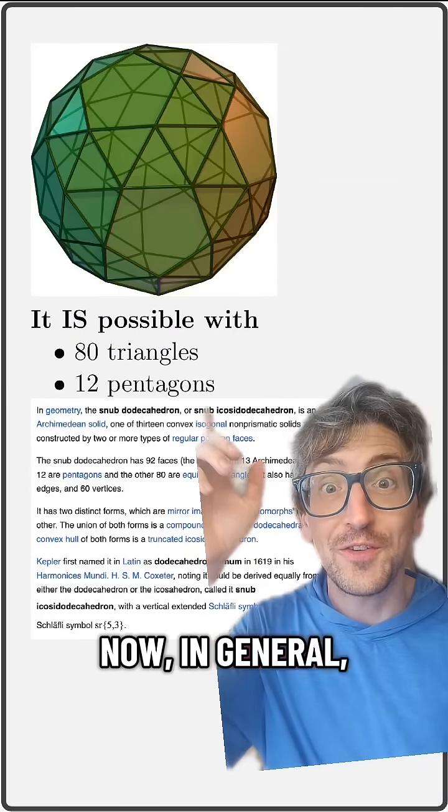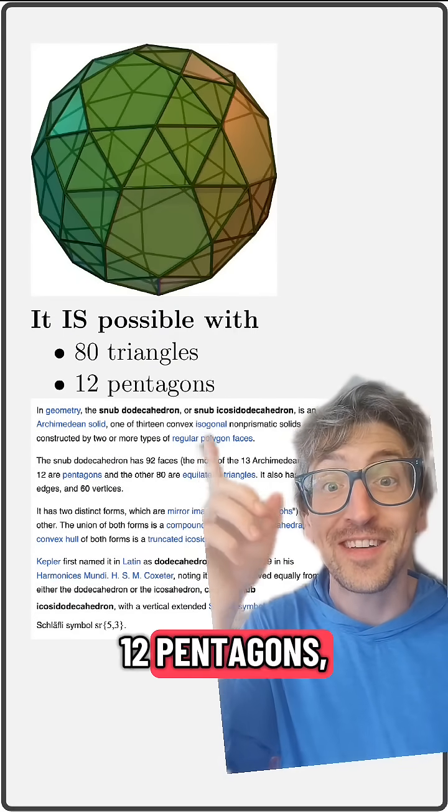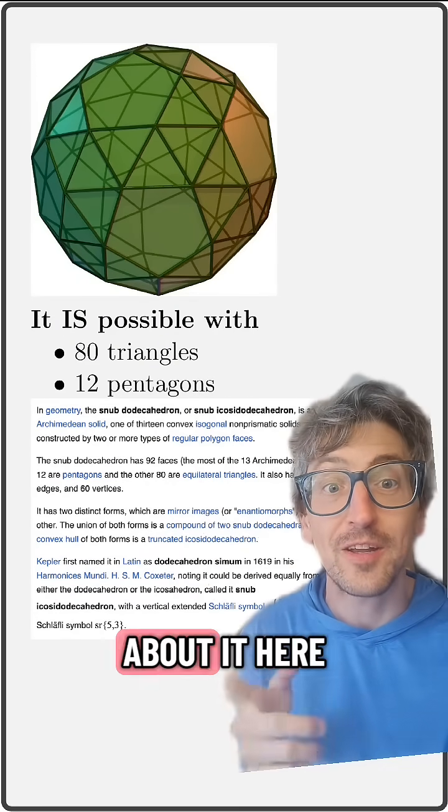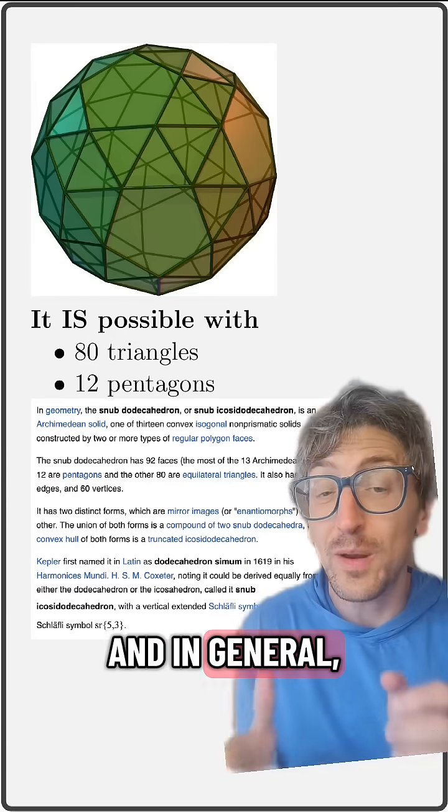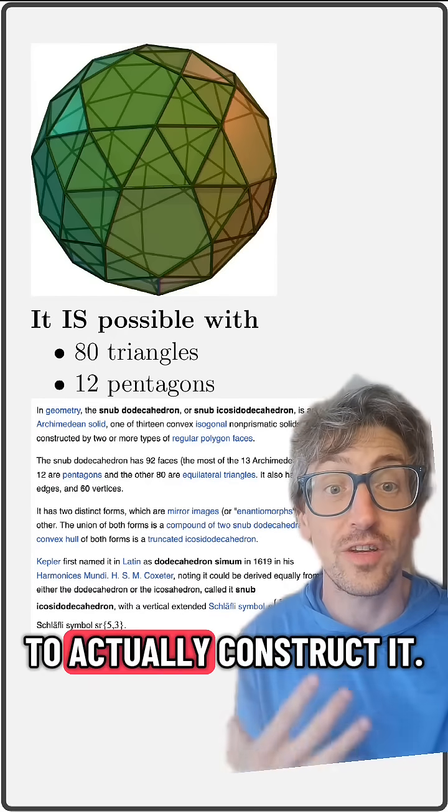Now, in general, if you had 80 triangles and 12 pentagons, it is possible to build something. You can read about it here on Wikipedia. And in general, the way to show that something does exist is to actually construct it.